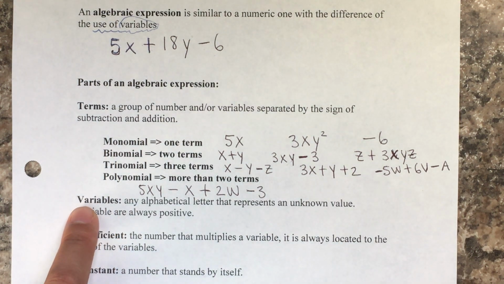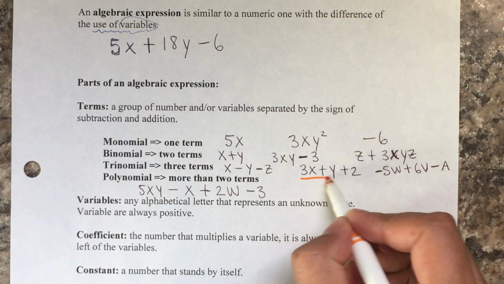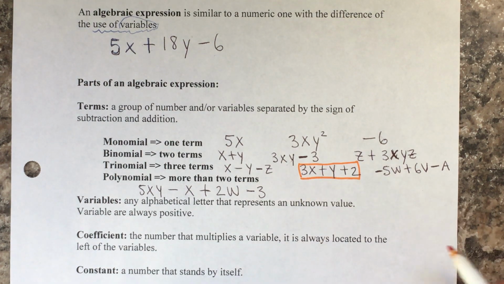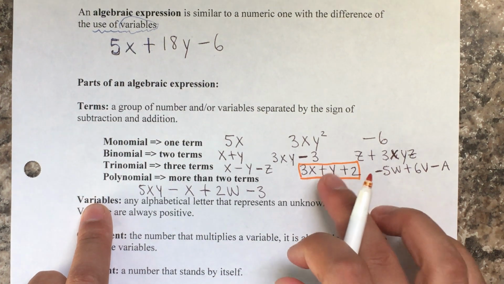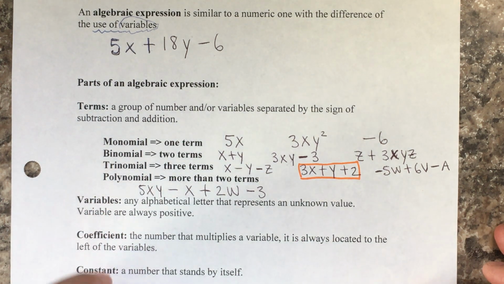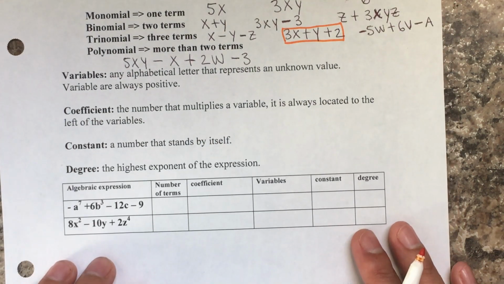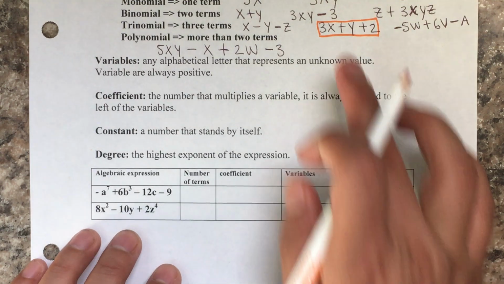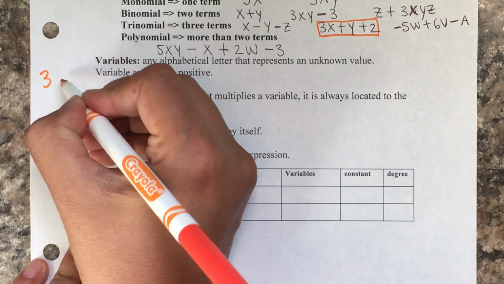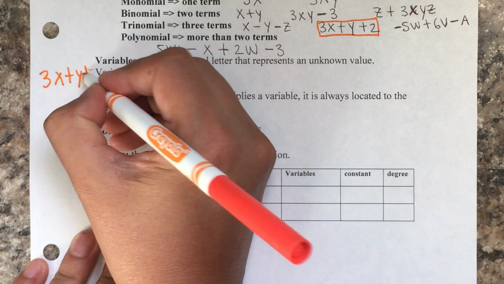Okay, so let me use one of these examples. Let me see, which one do I want to use? Maybe I'll use this one right here. Okay, so I'm gonna analyze this trinomial to show you examples for the next vocabulary words. And so let me rewrite that expression. It's 3x plus y plus 2.